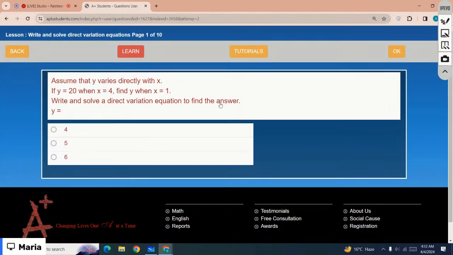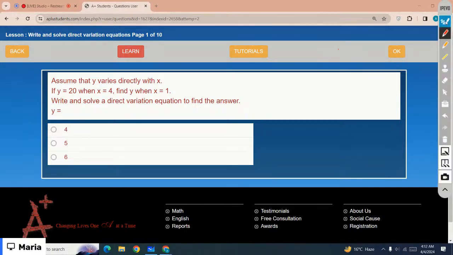Okay, assume that y varies directly with x, right? Y equals 20 and x equals 4. Find y when x equals 1, right? So first use this relationship and find the value of k. Y equals kx. Y is 20, x is 4. That means k equals 5, right?